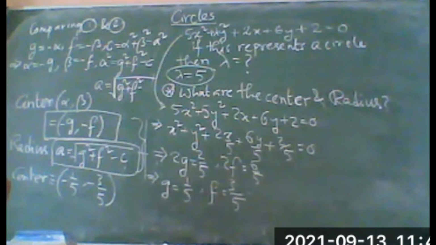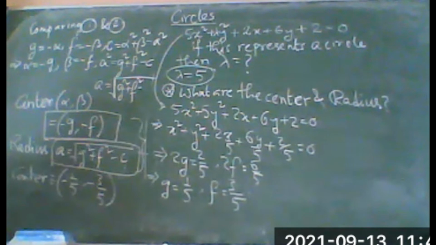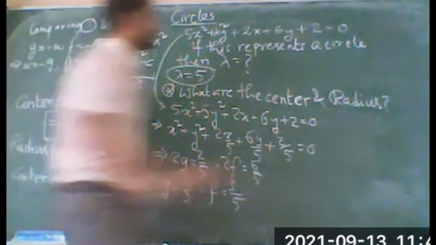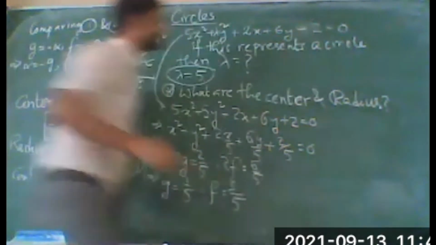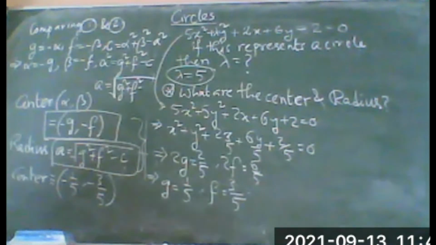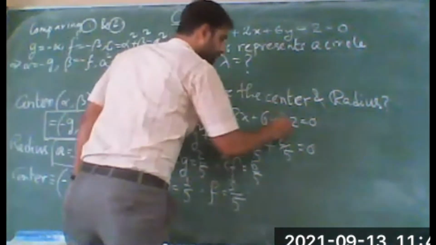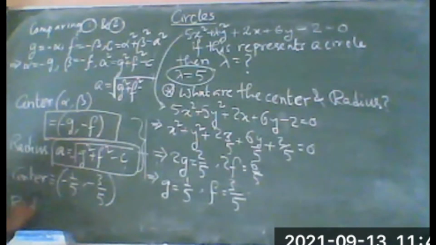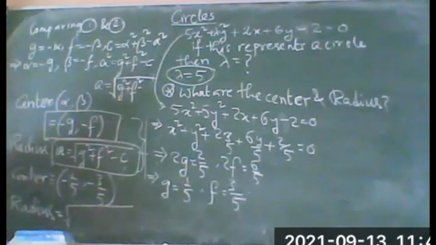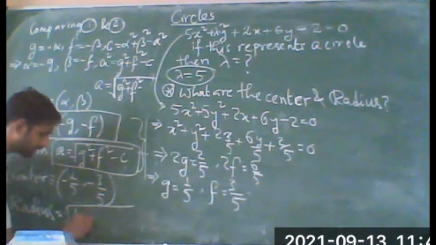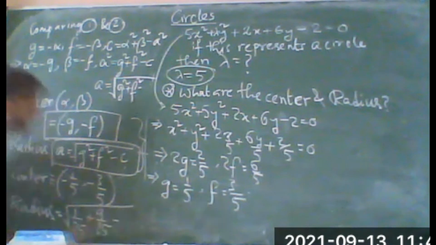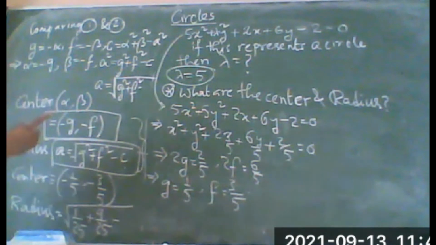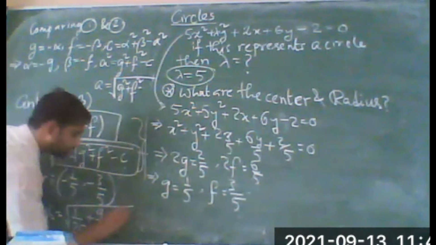And then you need to calculate that quantity here. Okay, let me just change this equation a little bit. This should be minus 2, otherwise it will not work. We are taking it as minus 2. You will understand why. So if I calculate the radius, we can write it as root over of g square plus f square minus c. So you see 1 by 25 plus 9 by 25 minus c, and the constant term is minus 2. So minus of minus 2.